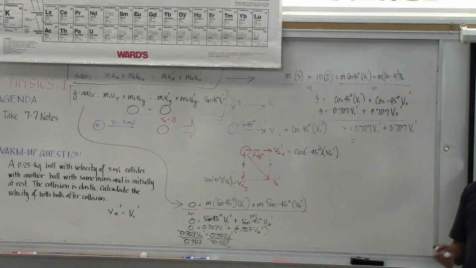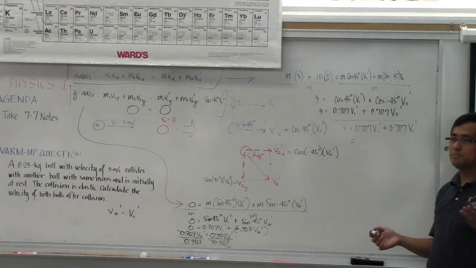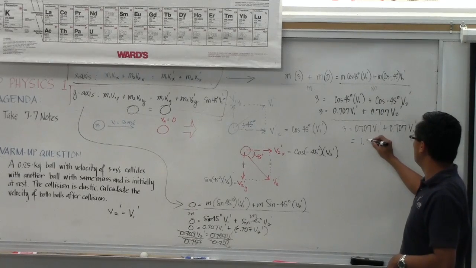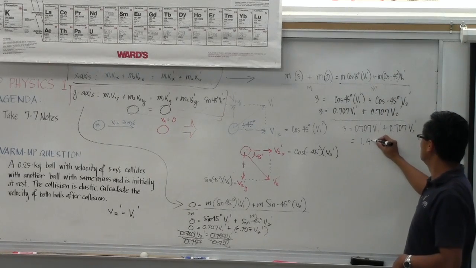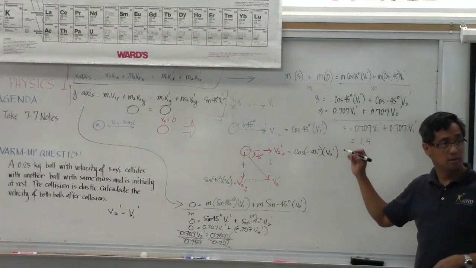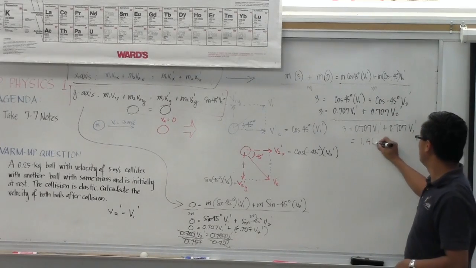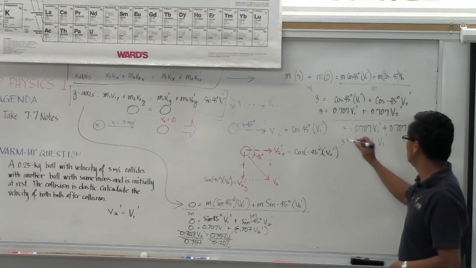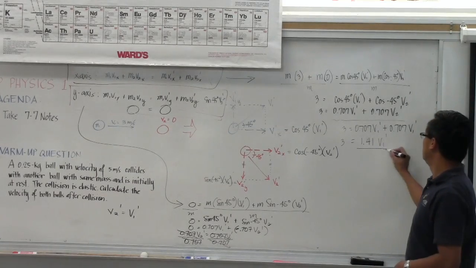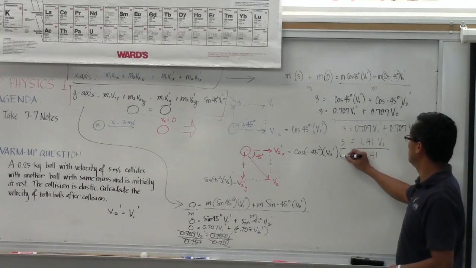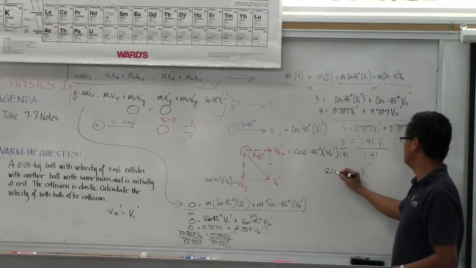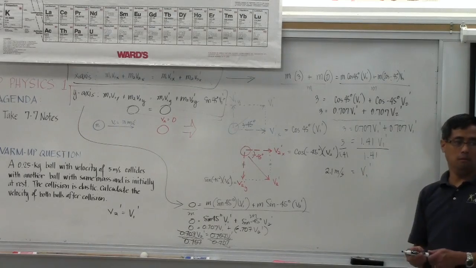Yeah? Now, what will we do? Well, almost there. Two more steps. What's the last step now? Is to collect like terms. And if you add this one, you're going to get 1.41, right? Yeah. V1 prime equals 3. And what's the last step? Divide this by 1.41. V1 prime now is equal to 2.1 meters per second.